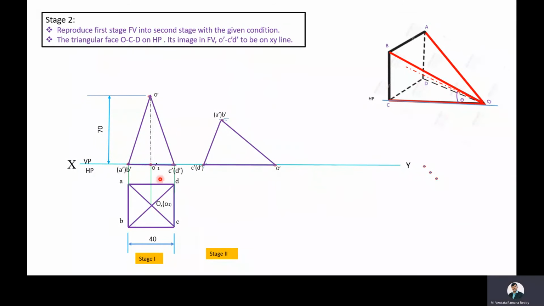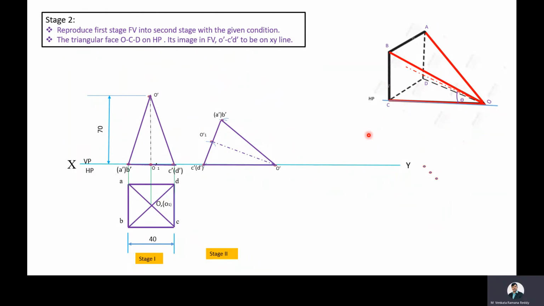After that, we need to locate O1 dash along the C dash B dash line. For that, with compass, C dash O1 dash as a radius, C dash as a center, draw an arc on the C dash B dash line. Name this point as O1 dash. Join O dash and O1 dash, and this line is the axis line. With this we completed reproducing the first stage front view into the second stage front view with the given condition.